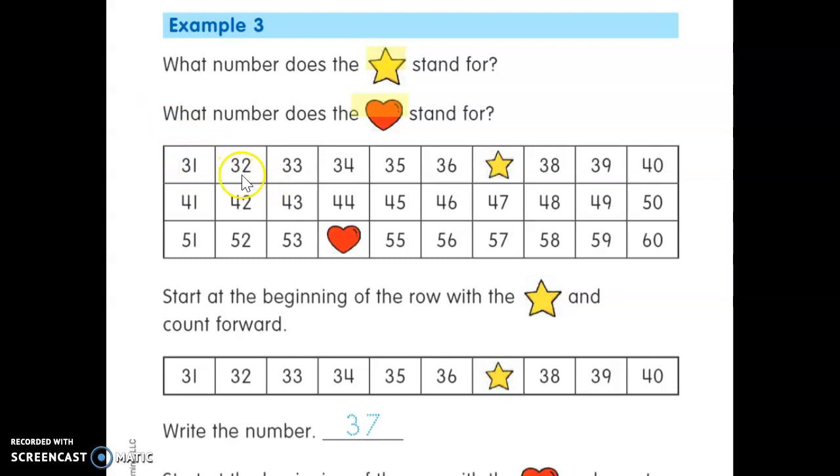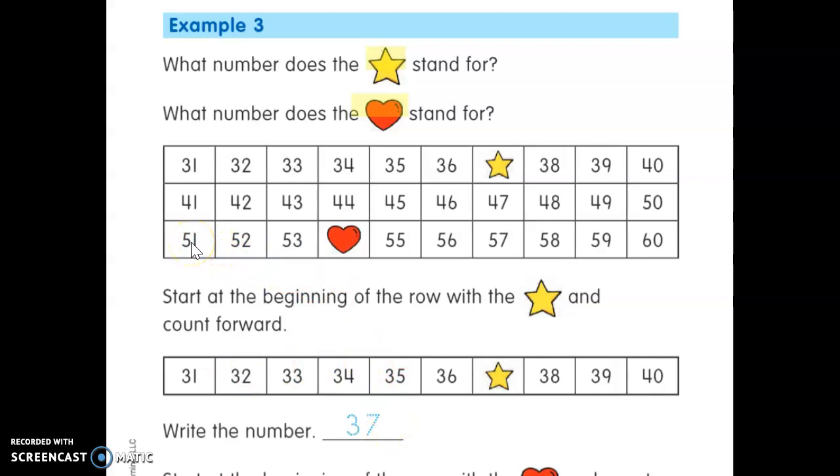Let's count 31, 32, 33, 34, 35, 36. What comes after 36? That's right, 37. Okay, so the star must be 37. So if we look here, start at the beginning of the row with the star and count forward. So the star equals 37.